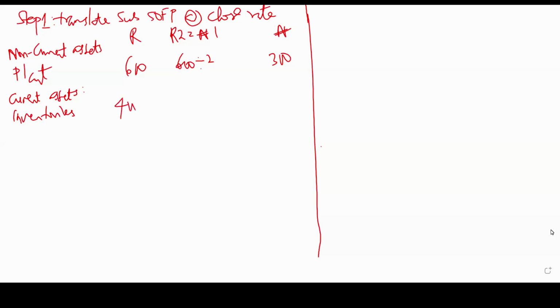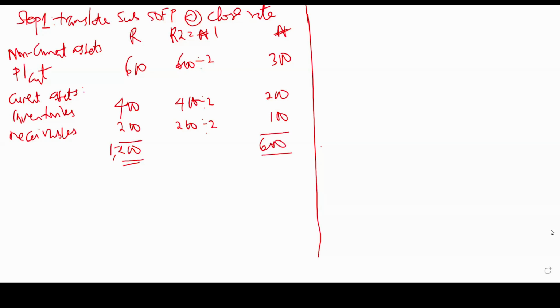Inventories 400. 400 divided by 2, that gives me 200. I have receivables. My receivables 200. 200 divided by 2, that should give me 100. All right. In rand, this translates to 1,200. However, in naira, this should translate to 600.